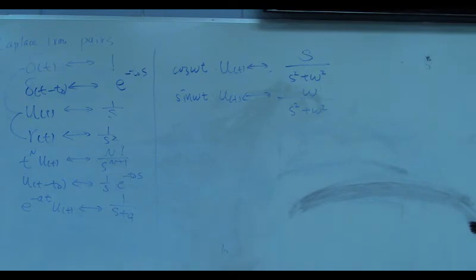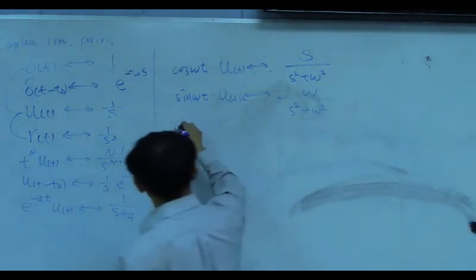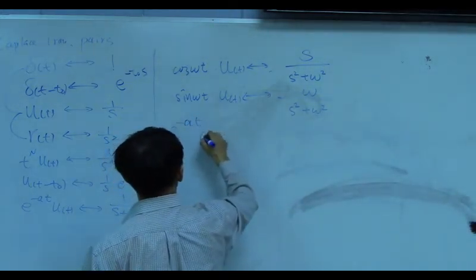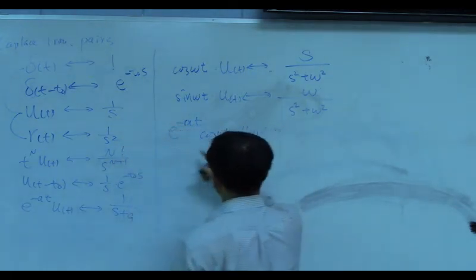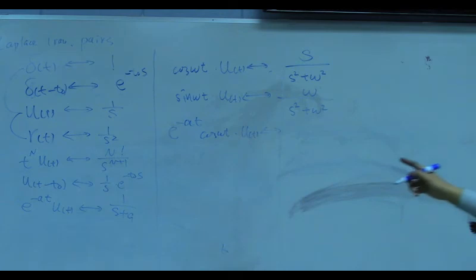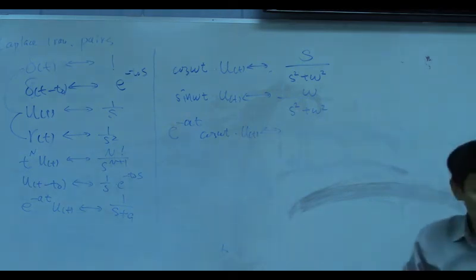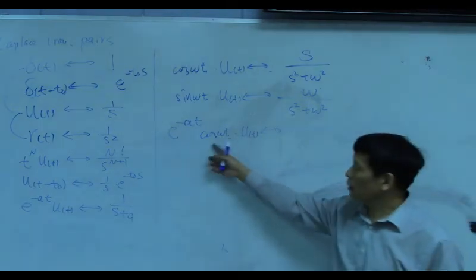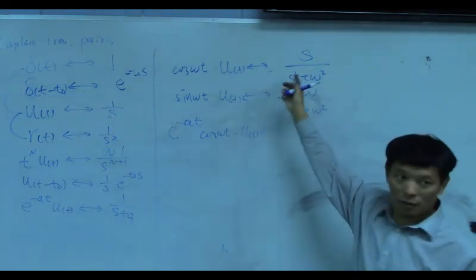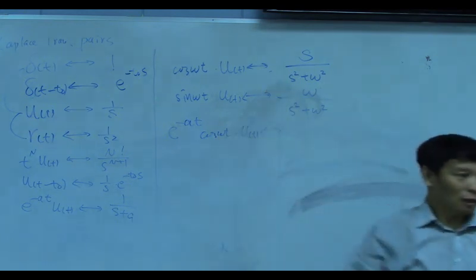Sometimes the input is not just a cosine function, right? Instead they are attenuated cosine functions. So like this, e to the negative at times cosine omega t times u(t). We have an exponentially decreasing function multiplied by cosine. So what is this? Now we need to recall the property. This is, we know this, right? This one equals this. So multiply by a complex exponential.